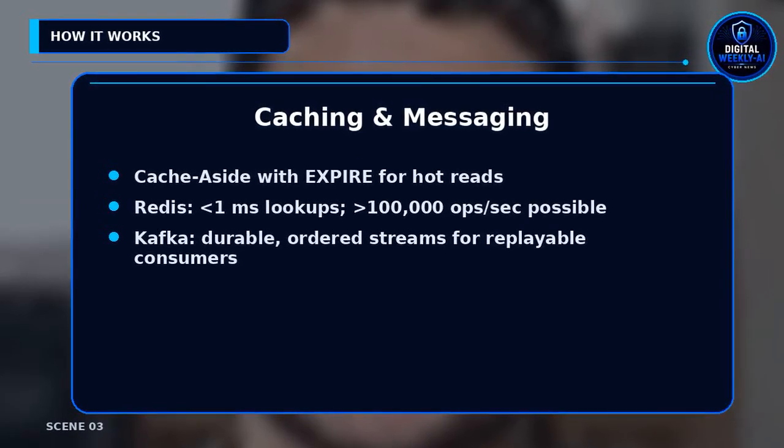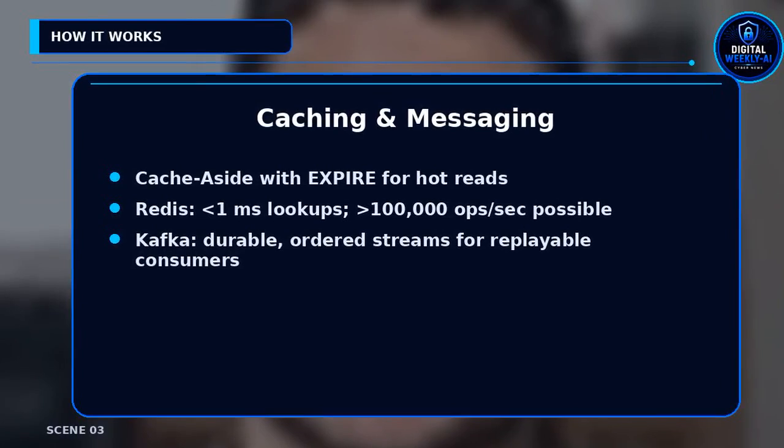Cache aside, check Redis first. On miss, read the database and set Redis with expire. TTL trades freshness for performance. Typical database queries run 50 to 200 milliseconds. Redis lookups can be under 1 millisecond.